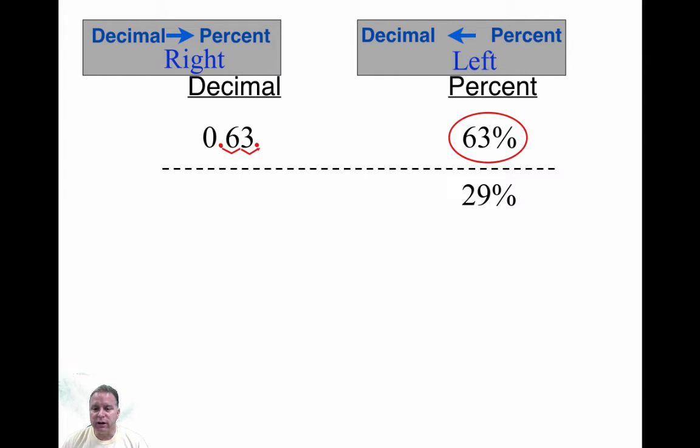So first of all, I don't see a decimal point here. If you don't see a decimal point, where's it at? It's always in the back. So now I move it 2 spots to the left. 1, 2. So to change a percent to a decimal, 29% would be 0.29, or 0 and 29 hundredths, if we're saying it correctly.